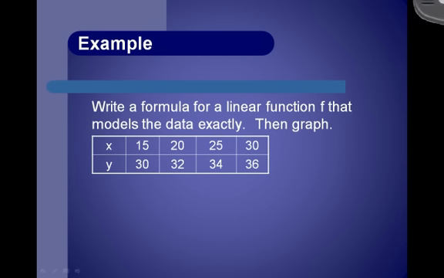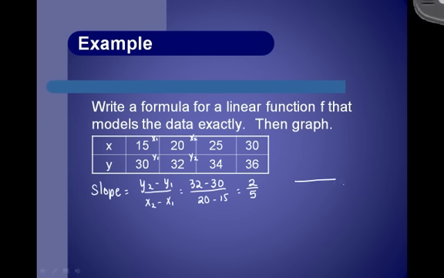The next example. Write a formula for a linear function f that models the data exactly. Then graph. Same thing, to write the equation of a function, we need the slope, whether we call it m or a, so we can just pick any 2 points. So I'm going to pick x1, y1, x2, y2 and plug it in our slope formula, y2 minus y1 divided by x2 minus x1. So we would get 32 minus 30 in the numerator, 20 minus 15 in the denominator, which gives us a slope of 2/5.